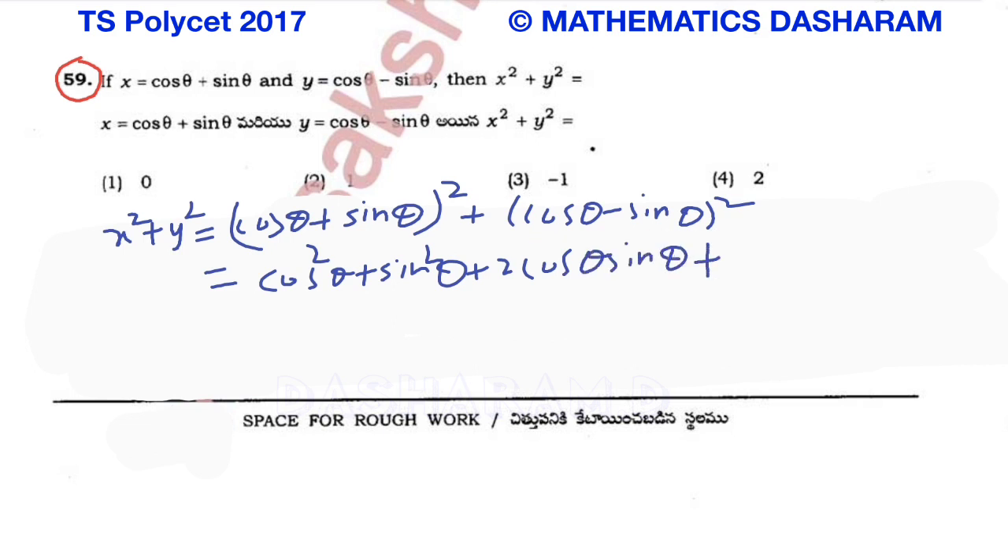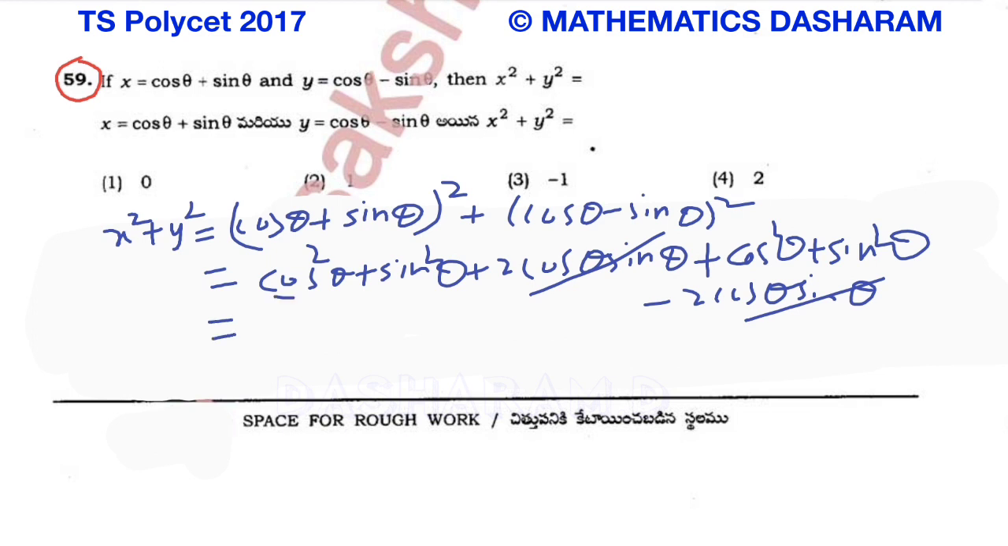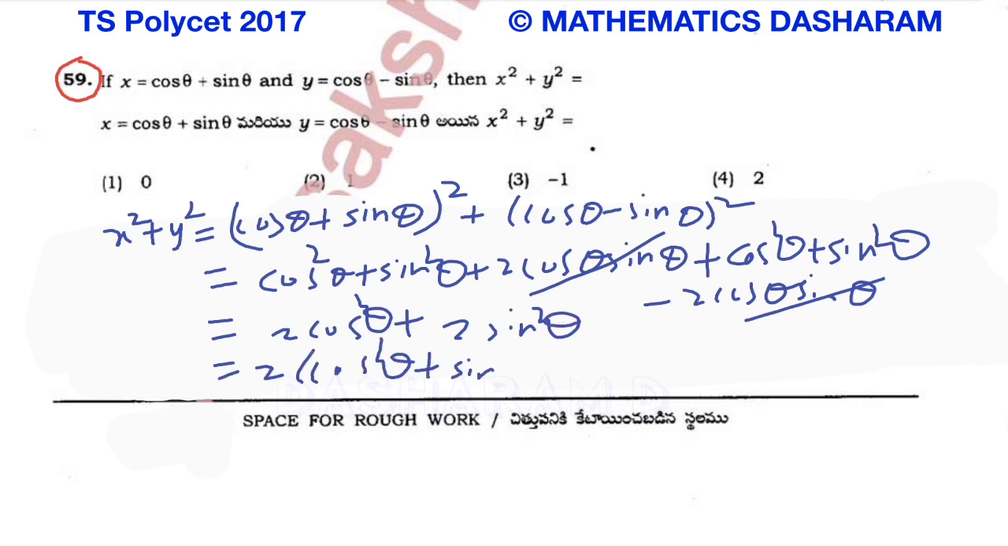Here a minus b whole square formula. So a square plus b square minus 2ab, 2 cos theta into sin theta. So 2 cos theta sin theta minus 2 cos theta sin theta cancel. Cos square theta is 2 cos square theta, sin square theta is 2 sin square theta. So take the 2 common. Cos square theta plus sin square theta, it equals 2 into, its value is 1. So 2 into 1 is 2. So here option 4 is correct.